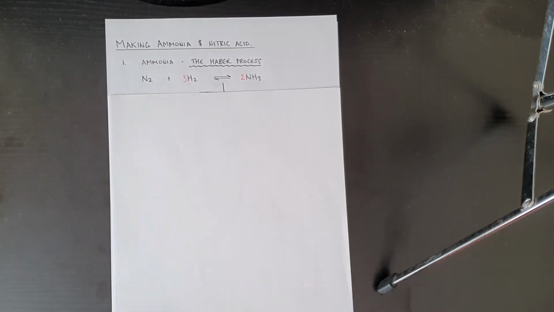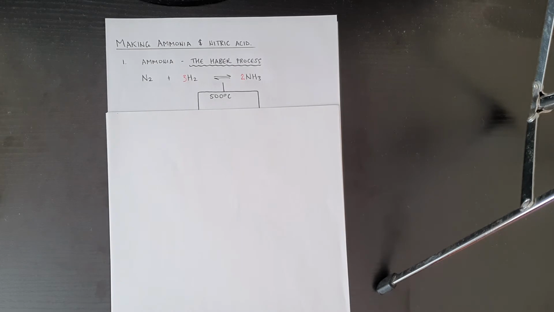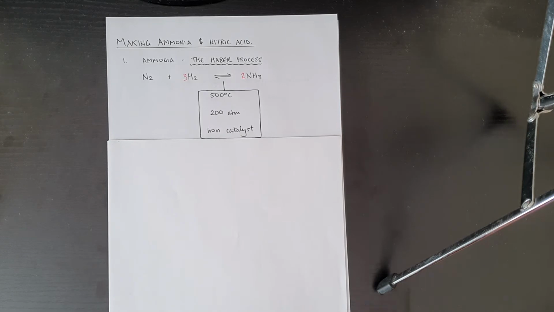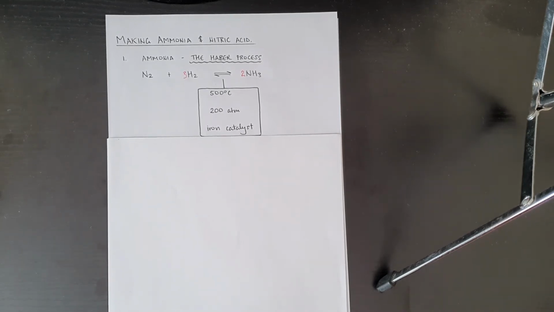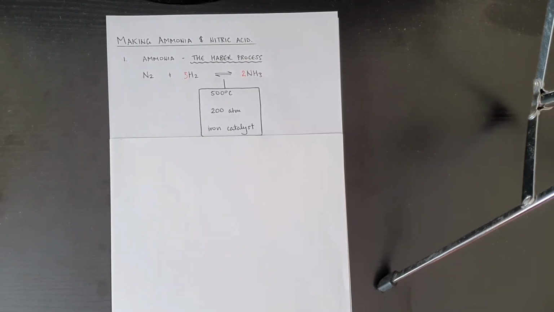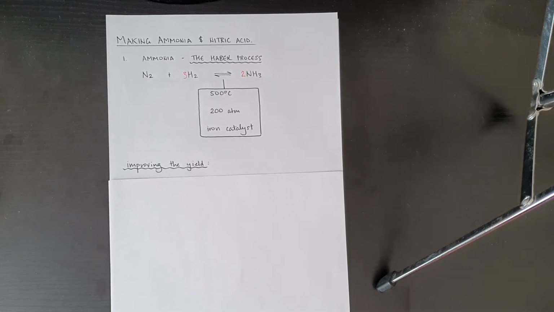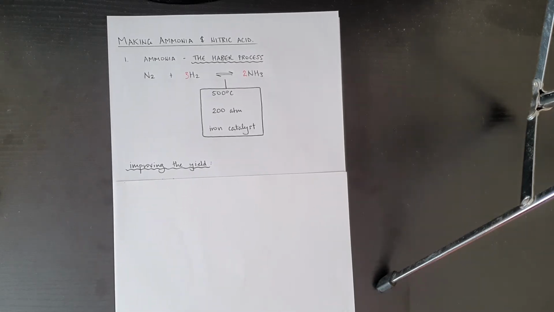And there's a few ways that we do that. So first of all, the reaction is conducted at 500 degrees C. It's also conducted at 200 atmospheres, which is shortened to ATM here. And an iron catalyst is used as well. So because it's not possible to convert all of the hydrogen and nitrogen into ammonia, we try and get as much of it into ammonia as possible without losing any of it back to the original gases. So the way that we discuss that is in terms of improving the yield. So the yield is what we get out of the reaction.